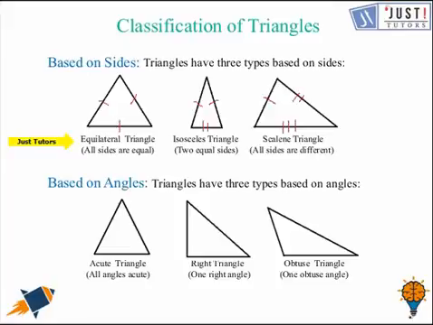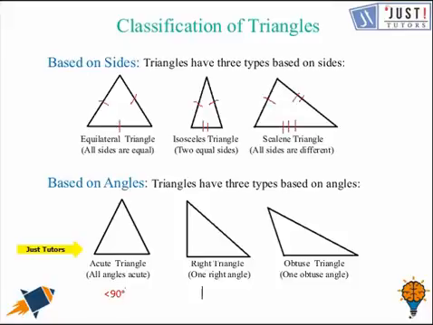Now we have classification of triangles based on angles. The first one shown here is an acute triangle. We remember acute angles are all those angles which are less than 90 degrees. So this is an acute triangle because all the angles are less than 90.